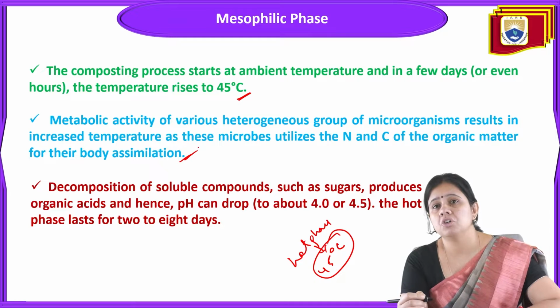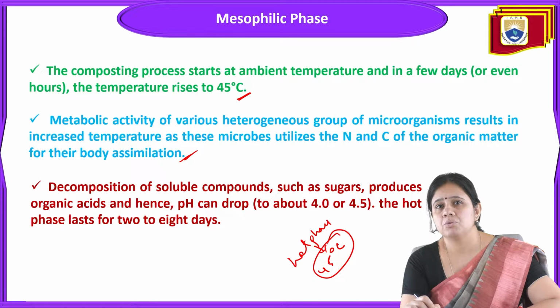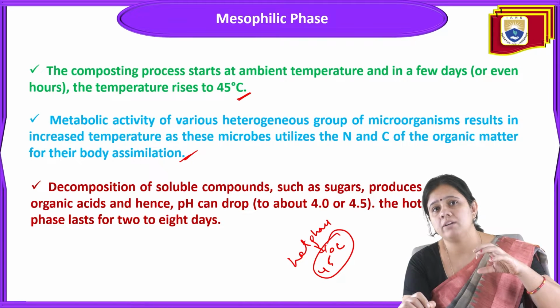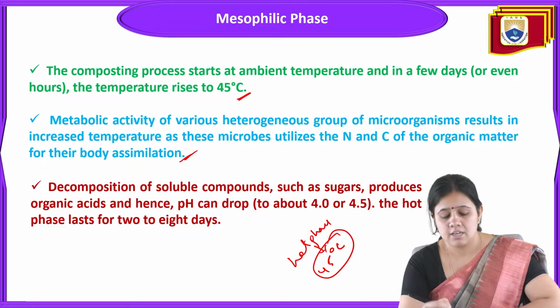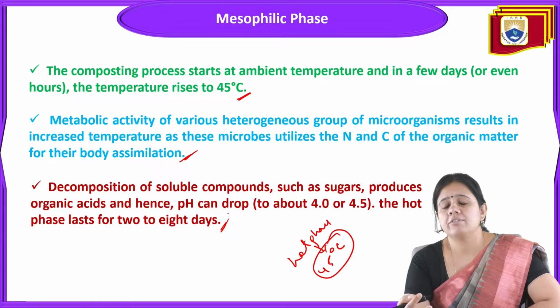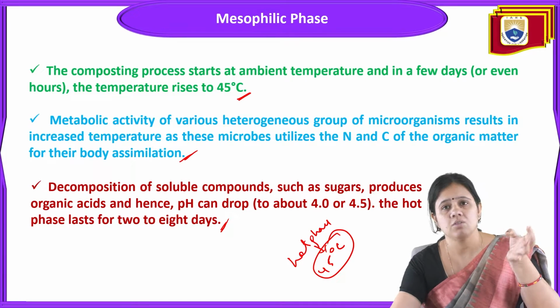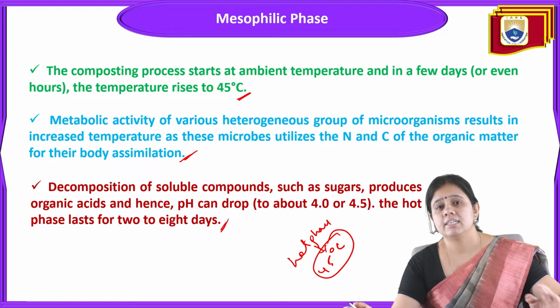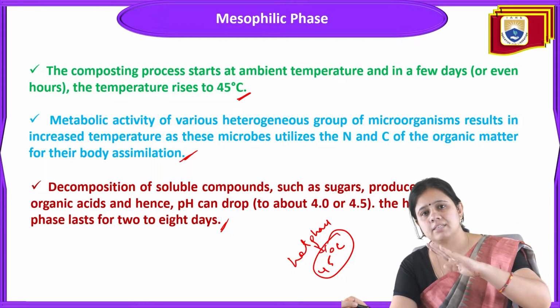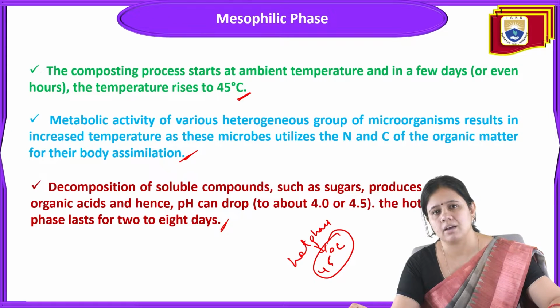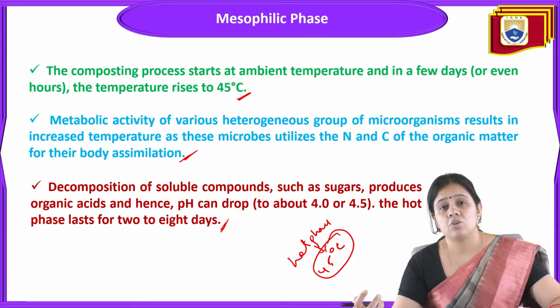Next, the decomposition of soluble compounds like sugar produces organic acid, and hence the pH drops to 4 to 4.5. The hot phase lasts for 2 to 8 days, depending upon the waste. When we start composting, the temperature initially increases because of the activity of the mesophilic bacteria. These bacteria start their normal metabolic activity, and by this activity they utilize the nitrogen and carbon of the organic matter for their body assimilation.